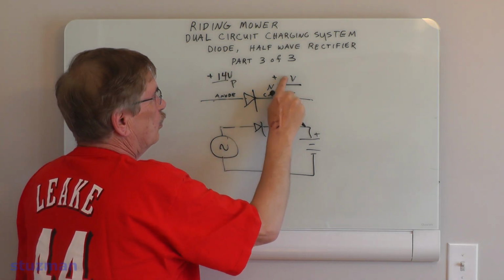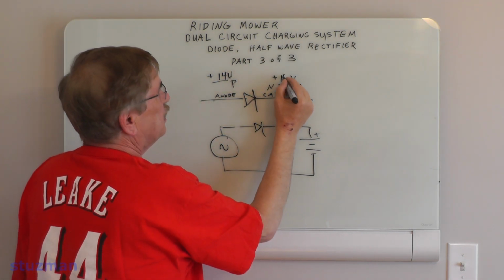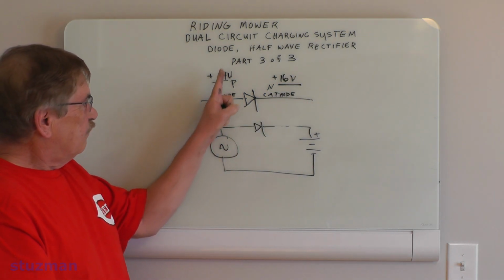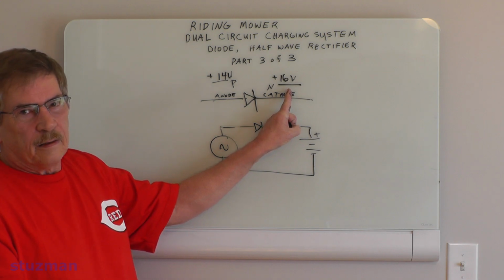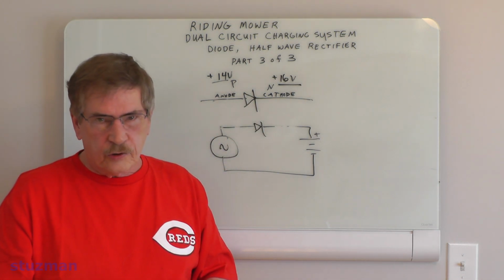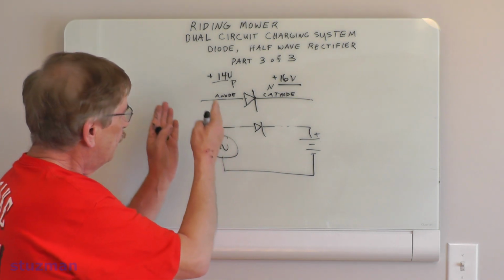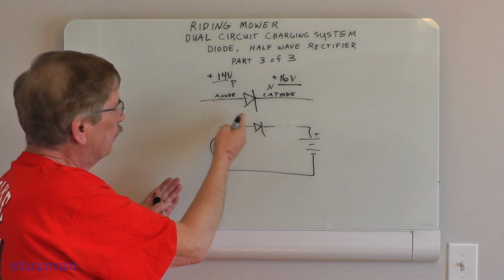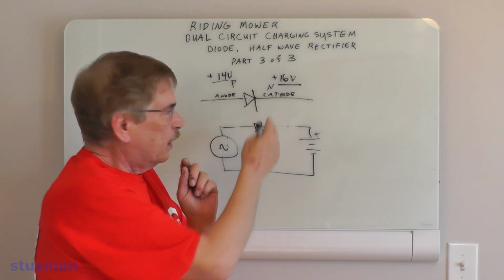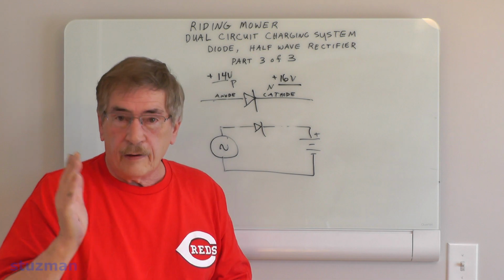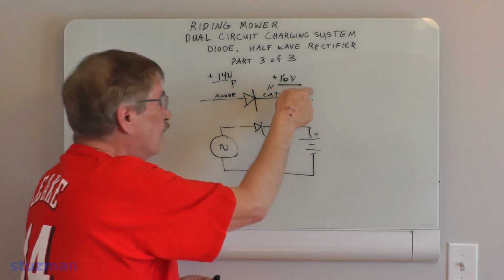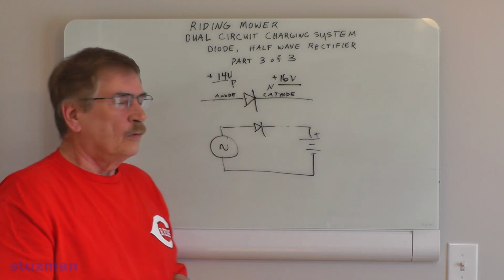Now, if I went up to, say, 16 volts, is this side more positive in respect to this side? No. Then the diode is not going to turn on. So just think of it like that. For the diode to turn on, the anode has to be more positive in respect to the cathode. Or if you want to turn it around the other way, the cathode has to be more negative in respect to the anode.